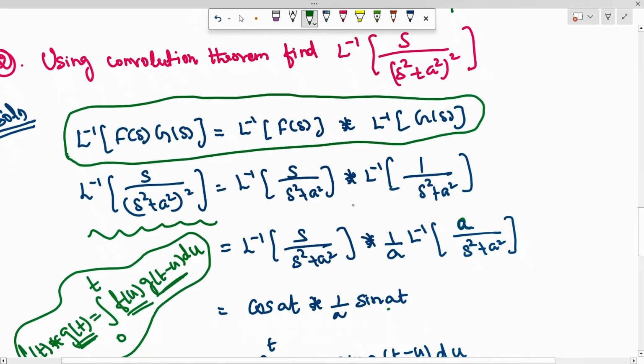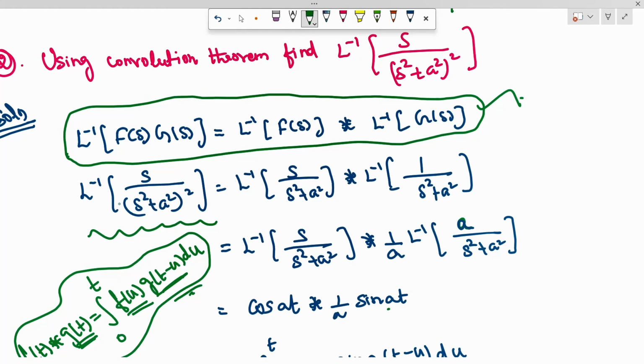As I told you before we start to solve this problem, first you should know about the statement and definition of convolution theorem. This is the statement of convolution theorem: L inverse of f of s into g of s is equal to L inverse of f of s star L inverse of g of s, and also written here is the definition of convolution theorem.